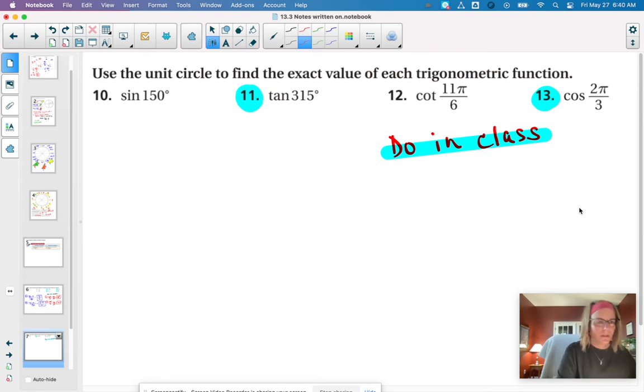All right. Now we're going to use the unit circle that we just made to find the exact value of each trigonometric function. So I'm going to do 10. I'm going to do 11 and 13 in class.